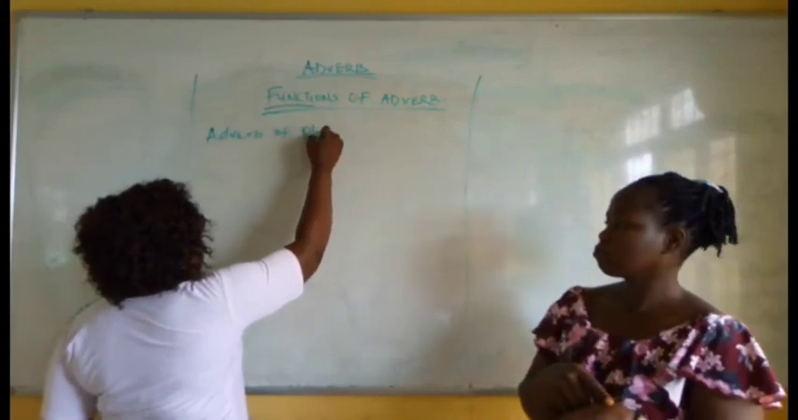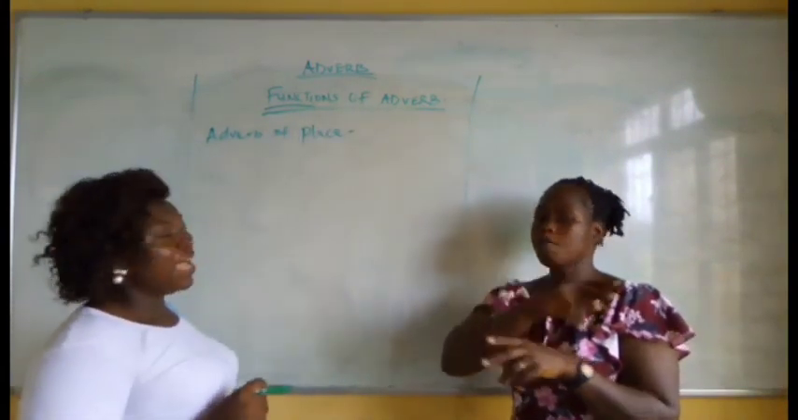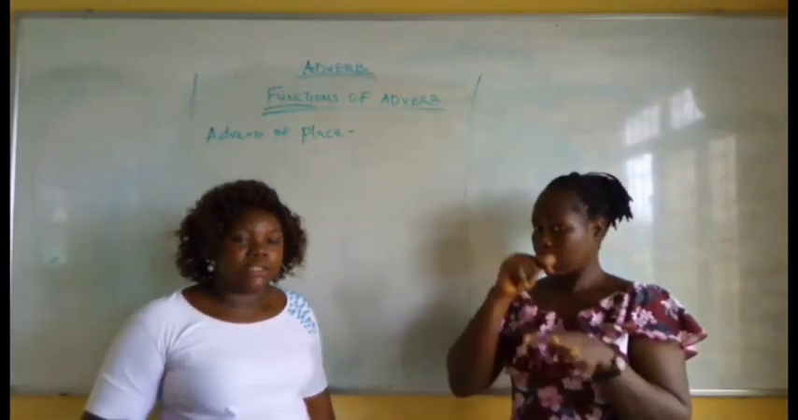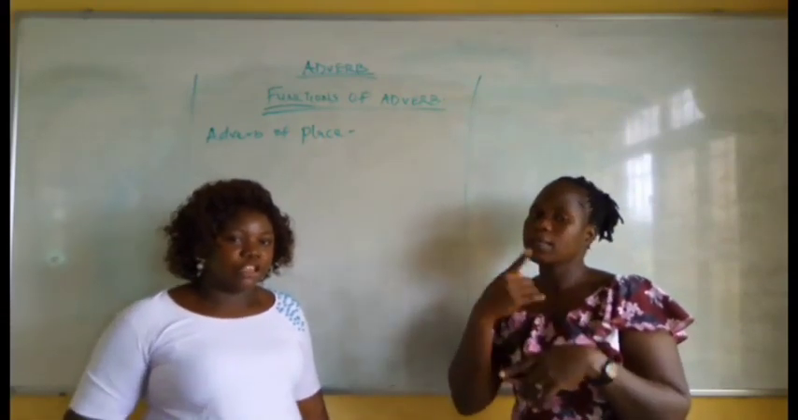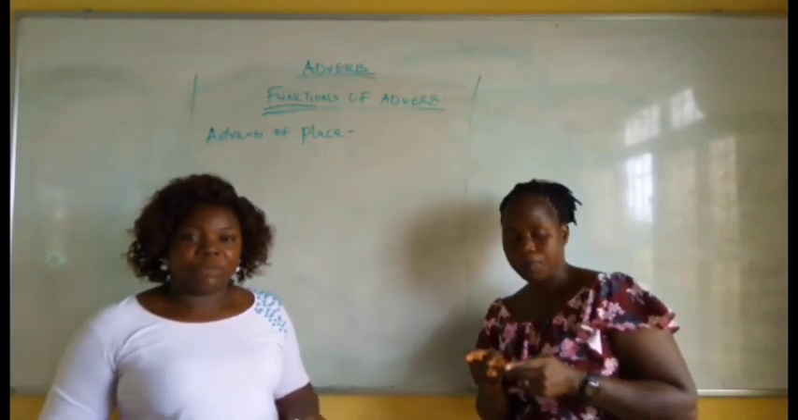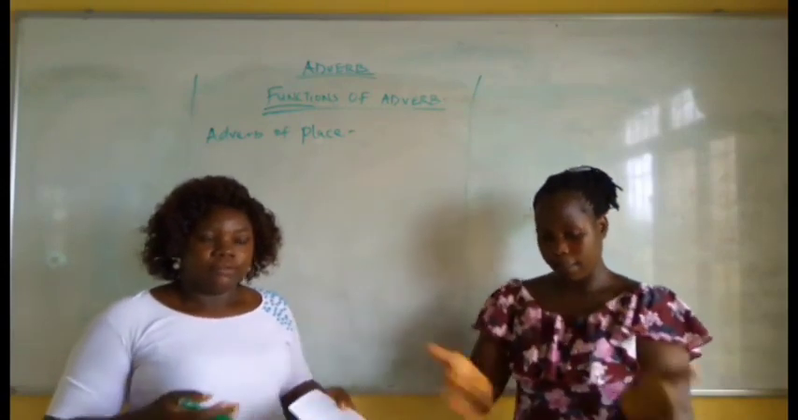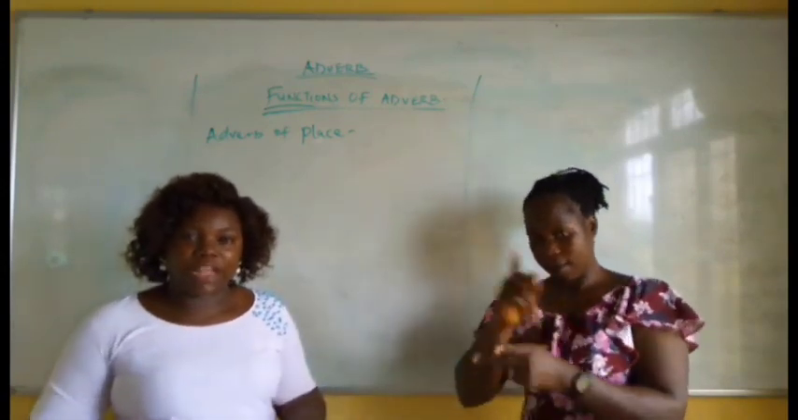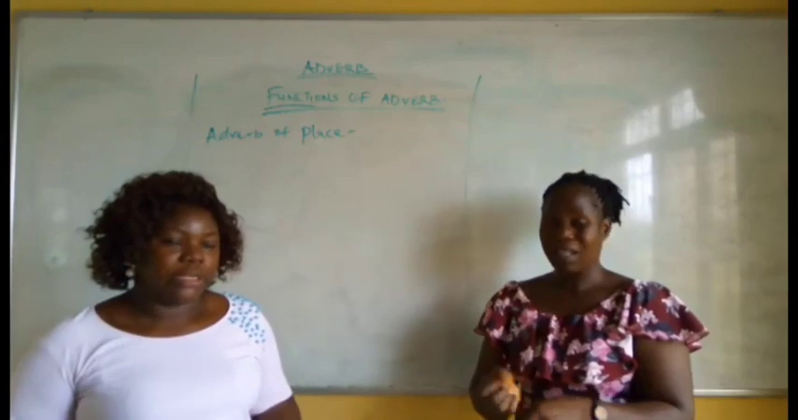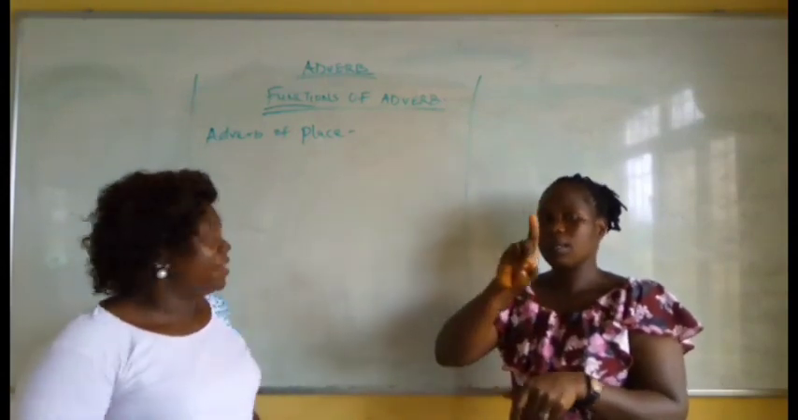adverb of place. I told you last week that adverb of place tells us where an action is being performed. That is, we have here, there, the place where an action is actually performed. That is all about adverb of place.